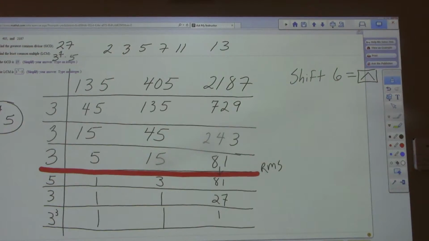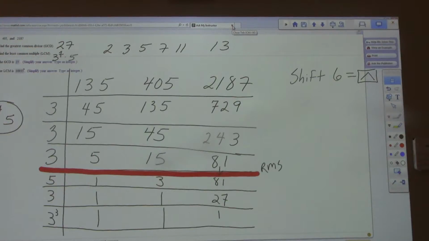So they probably want 10,000, but I'll be very lenient on the test if you type in either one. That's a good test question. Hint, hint.